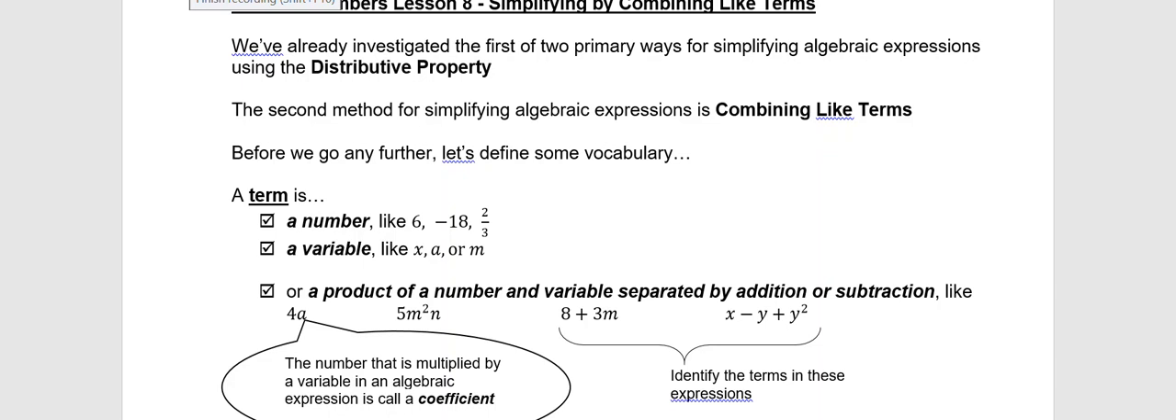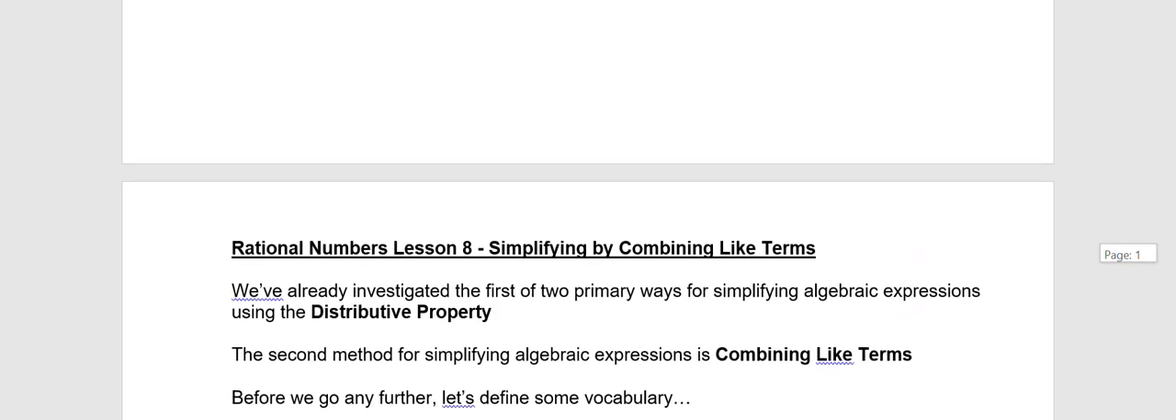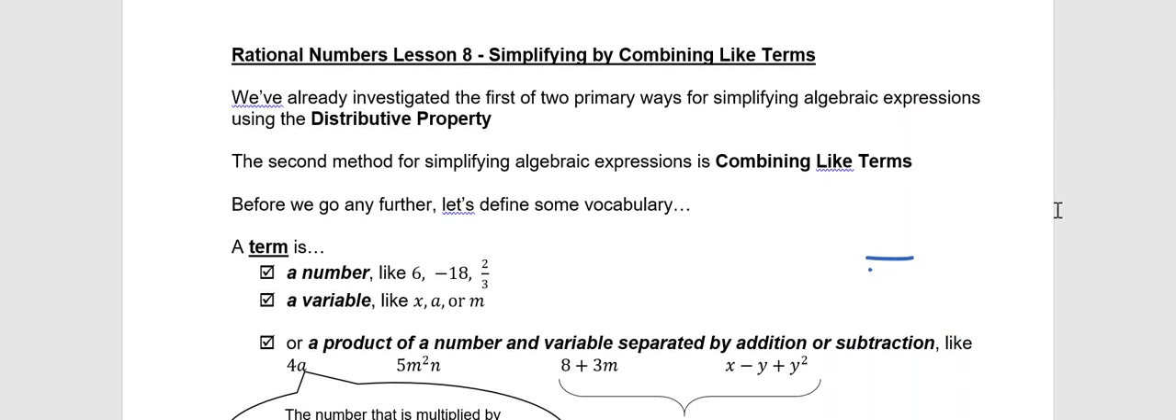because that is the second primary way in which we need to know how to simplify expressions. So since we're talking about combining like terms here, we want to make sure we understand what a term is. So a term, as you can see defined here, is any number on its own. So numbers like 6, -18, 2/3, and what I really mean by that is any real number, okay?